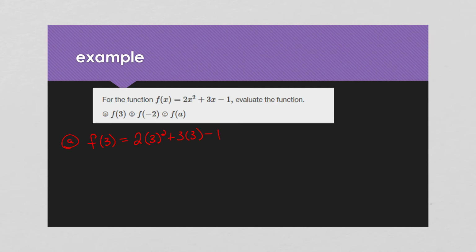And I just do the math like I did normally. But I keep writing f of 3 on the left-hand side. And you'll see what I'm talking about here in just a second. So I do this first. 3 squared is 9. 9 times 2 is 18. Then I do 18 plus 9, which is 27, minus 1 is 26. So f of 3 is 26.